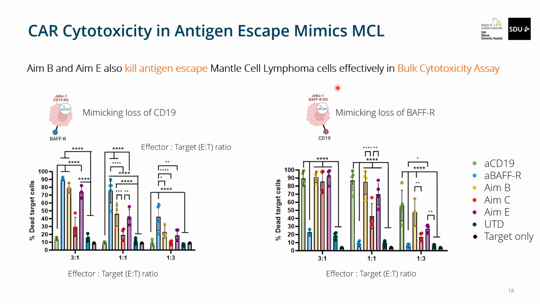For the situation where we are mimicking loss of BAFF-R, it's the vice versa situation. Now it's the anti-BAFF-R that is not performing well, whereas the other ones are looking fair. Maybe C is actually looking a little bit better here, but then it drops in the next target effector cell ratio. So overall, it is again E that is looking promising of the dual target CARs.